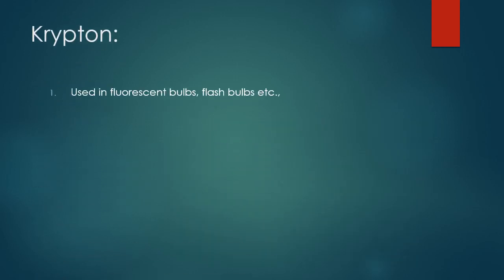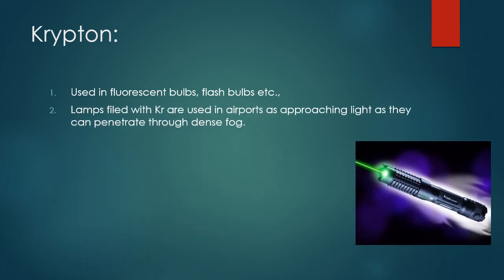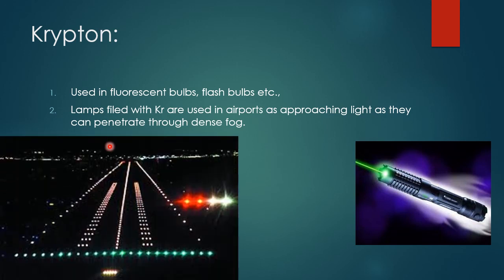Uses of krypton: it is used in fluorescent bulbs, flash bulbs, etc. Lamps filled with krypton are used at airports as approaching lights, as they can penetrate even through dense fog. In airports the light setup is made with this krypton gas. You can see that on the surface, so the approaching flight can see the path where it has to land.